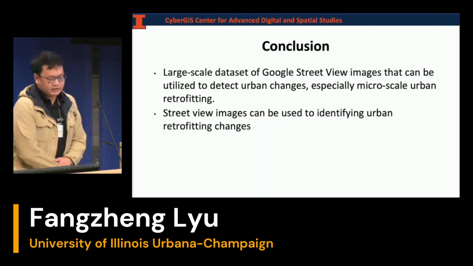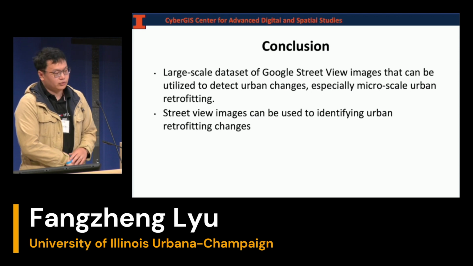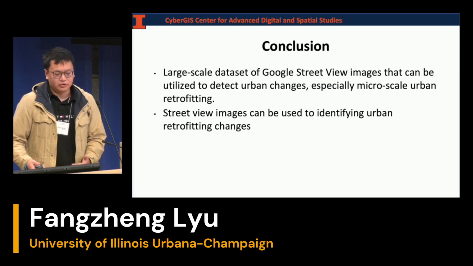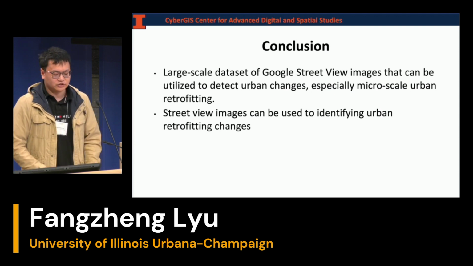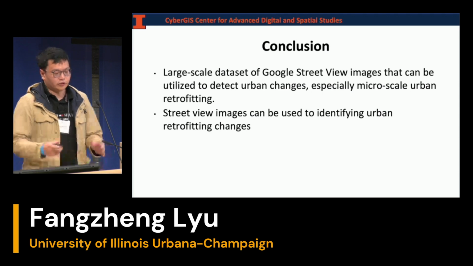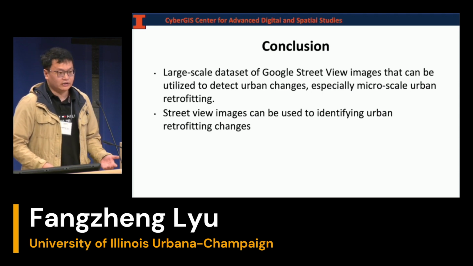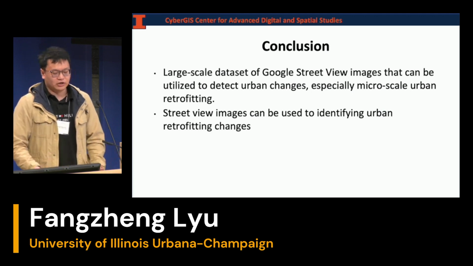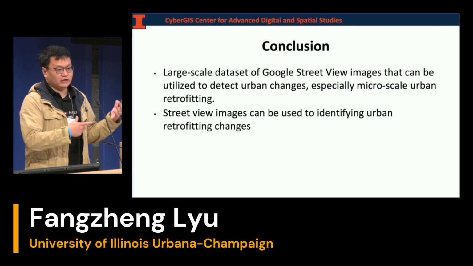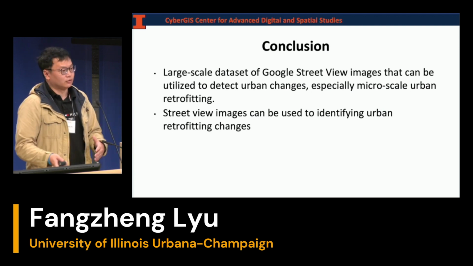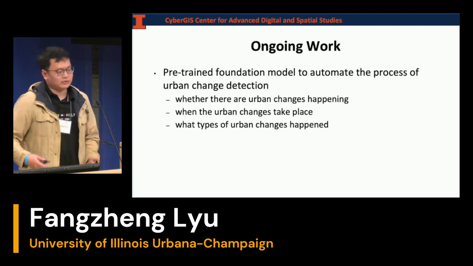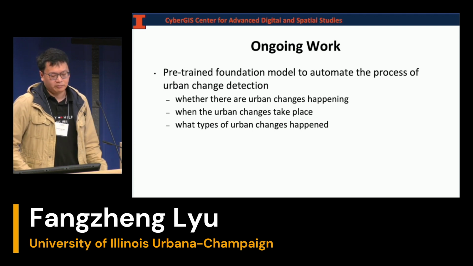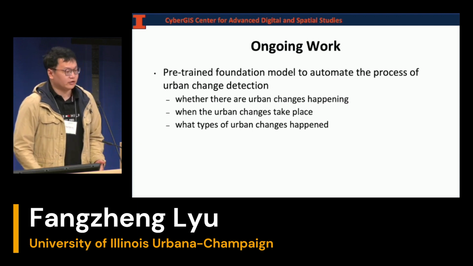Okay, so basically in this project, we would like to investigate whether street view images can be used to identify urban change, especially urban retrofitting changes. In order to achieve this goal, firstly, we are collecting a large-scale data set from Google Street View images that can be utilized to detect urban changes. Especially, we focus on the micro-scale urban retrofitting problem. There is ongoing work from us. We are trying to build a model. A machine learning model is what we have in mind right now to automate the process of urban change detection.